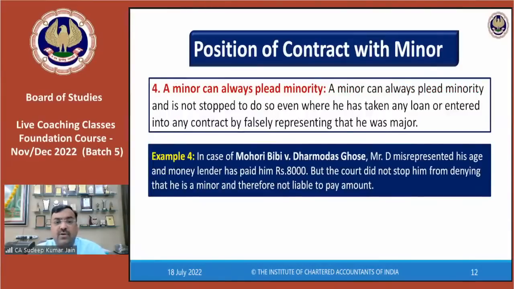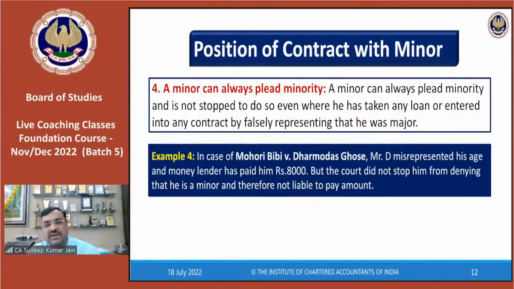A minor can always plead minority. I already discussed in the case of Mohori Bibi versus Dharmodas Ghose. A minor can always plead minority and is not stopped from doing so even where he has taken any loan or entered into any contract by falsely representing that he was major. Even if he is lying, the law still gives him the benefit.